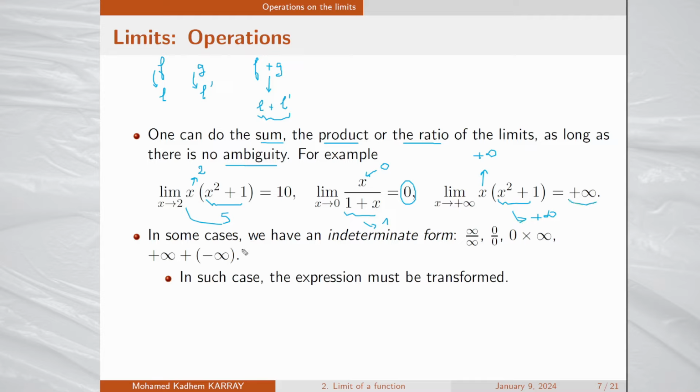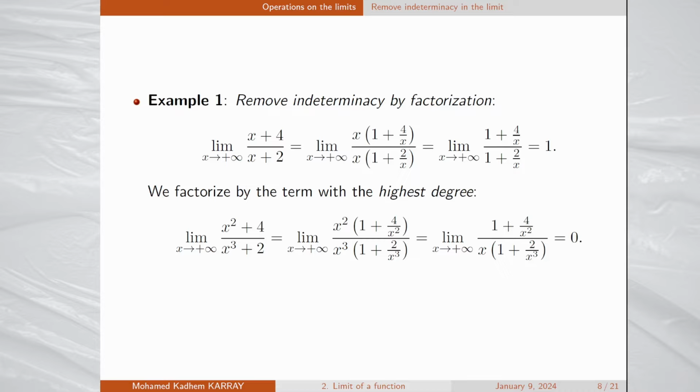But in some cases, unfortunately, we have an indeterminate form. For example, if we have the ratio infinity divided by infinity, or 0 divided by 0, or 0 multiplied by infinity, and also if we have plus infinity plus minus infinity. In these cases, the expression must be transformed to get the right limit. I'll present now some methods to remove indeterminacy.